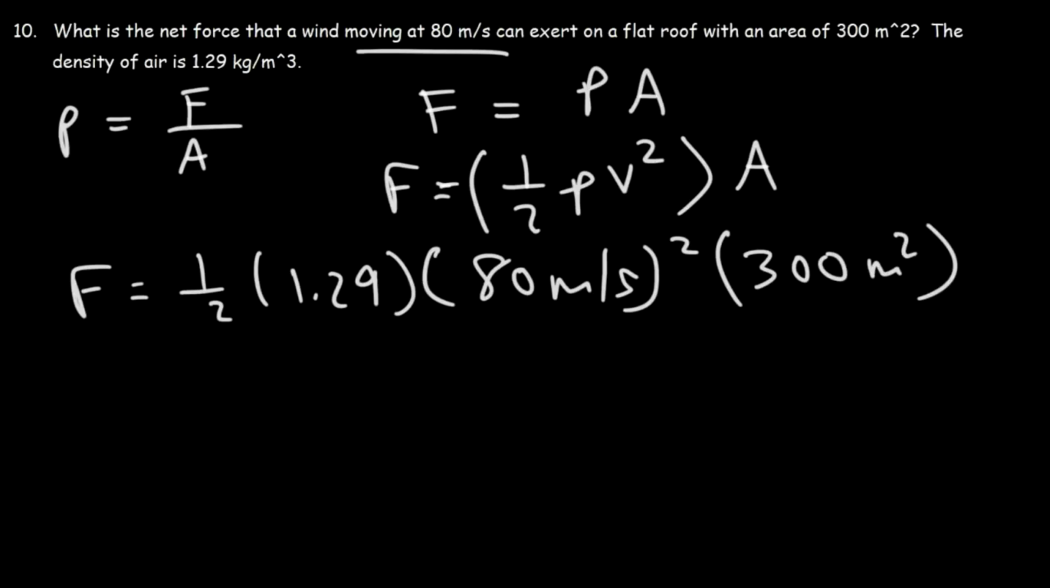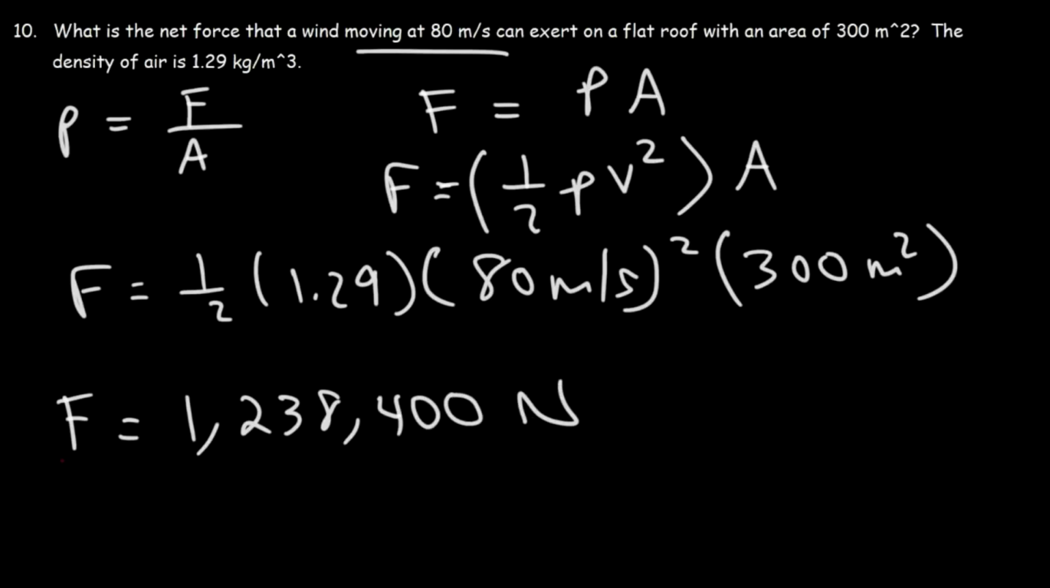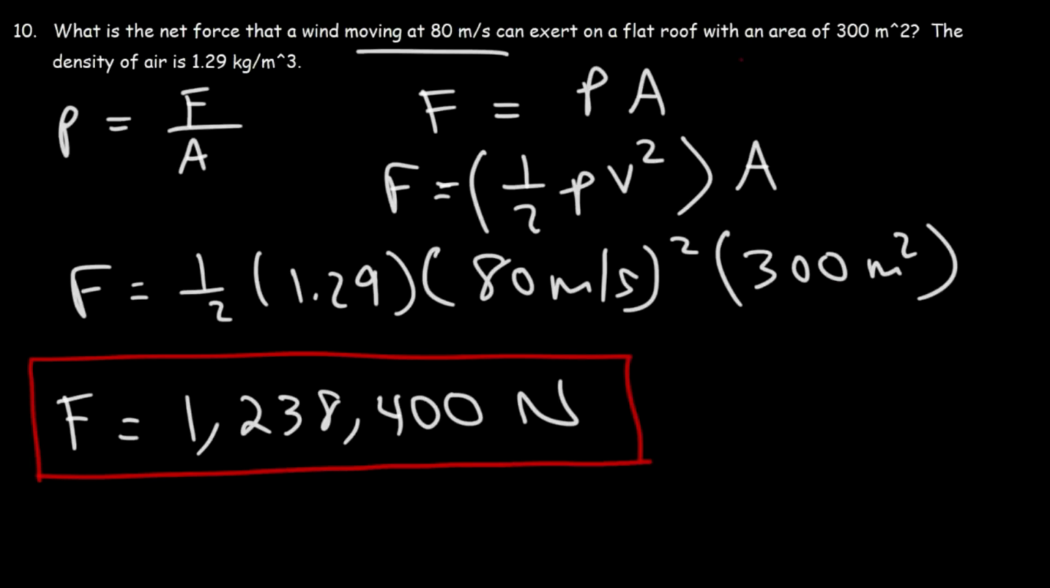So it's going to be 0.5 times 1.29 times 80 squared times 300. So the force is going to be 1,238,400 newtons. So that is the force that will be acting on this roof with a given area. So notice that the area is proportional to the force, or rather the force is proportional to the area.